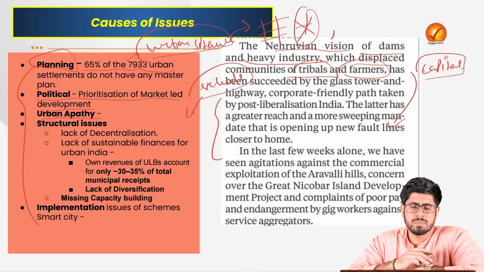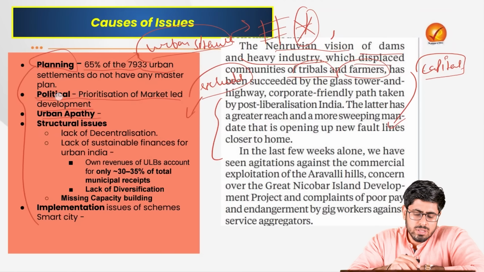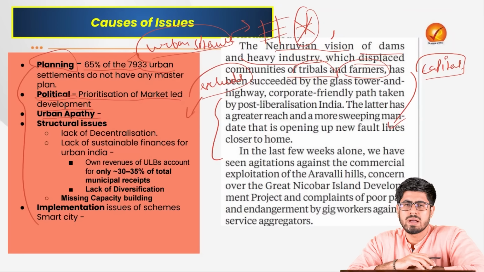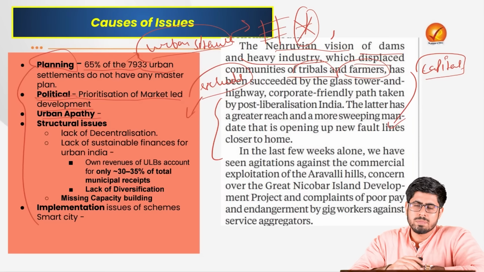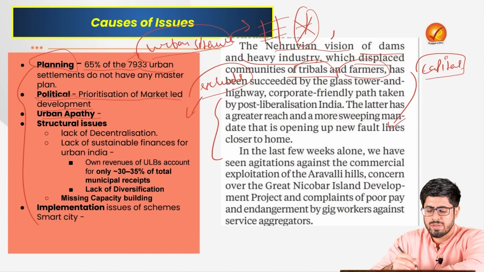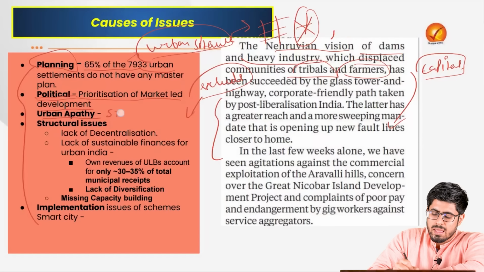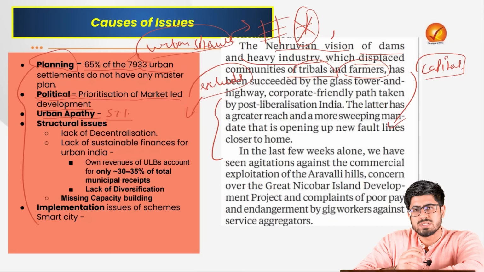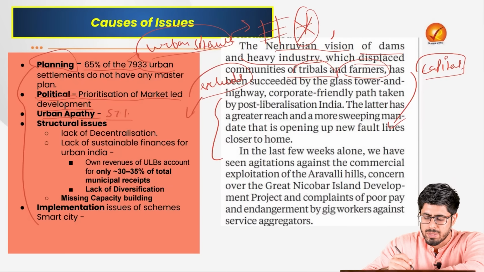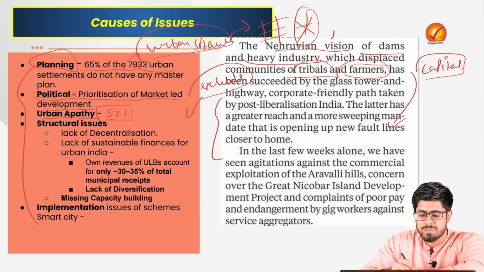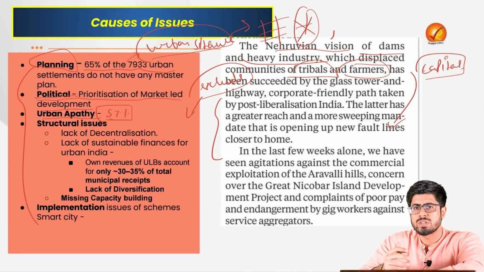We have the issue of urban apathy also. While they may argue that it is a political privatization of a market-led model, it is also true that people in urban areas are very less concerned about politics. Because if you see the data, in the last Lok Sabha election that happened in Delhi, only 57% of the people of Delhi came out of their houses to vote.